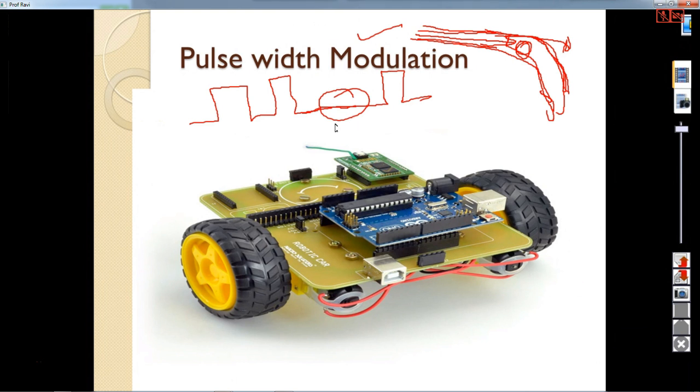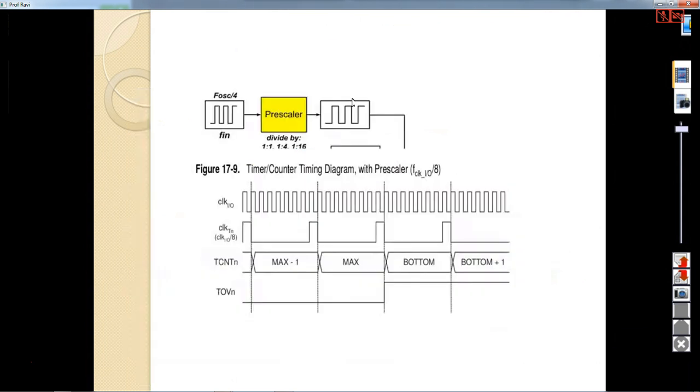So through PWM, we generate this and then we'll give it to the motor driver IC L293D, and then we will be controlling the speed of the motor. So here also we use timers to generate pulses of different widths. So that is pulse width modulation. This is one more application.